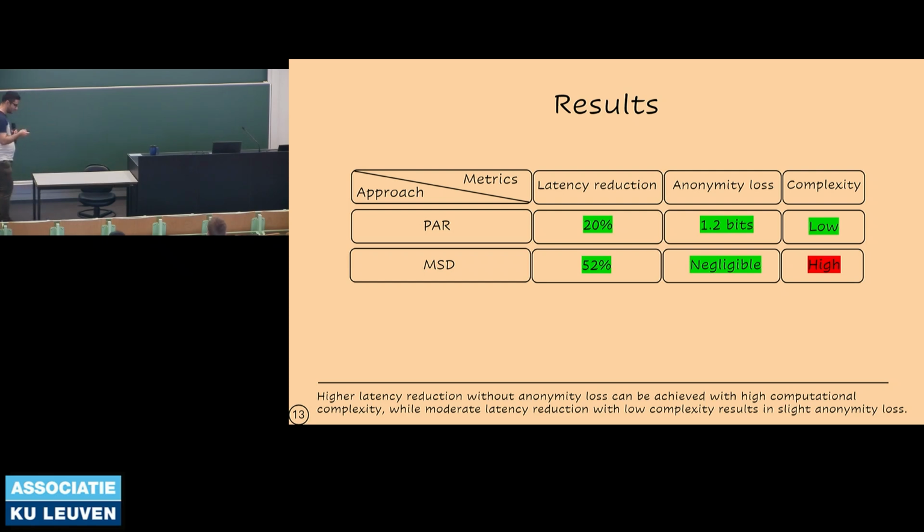On the other hand, the managing shuffling delay, or MSD, approach can dramatically reduce the latency, like a 52% reduction in latency, which is actually great. And the crazy thing is that you actually will not lose much anonymity here. You can almost say that the anonymity loss is negligible. But unfortunately, this approach requires high computation overheads for clients.